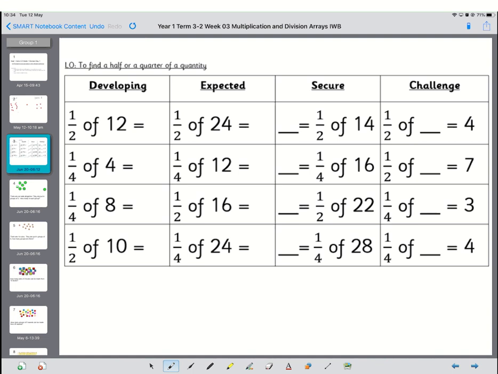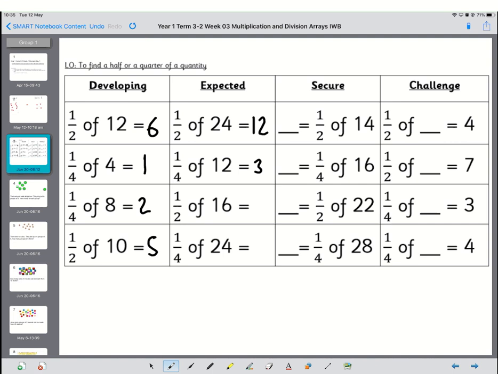Right, welcome back, Year 1. Half of 12, that means we're dividing 12 into 2 sections, is 6. Quarter of 4, that means we're dividing 4 into 4 sections, so that's 1. Quarter of 8 is 2. Half of 10 is 5. Half of 24, well, we'd use two 10 bars and 4 ones, and we'd divide those in 2, and you'd end up with 1 ten bar and 2 one cubes. Quarter of 12, well, if half of 12 is 6, half of 6 is 3.